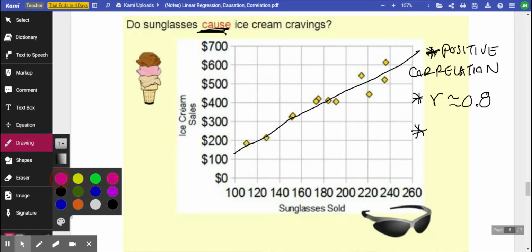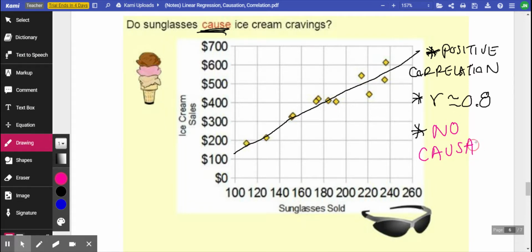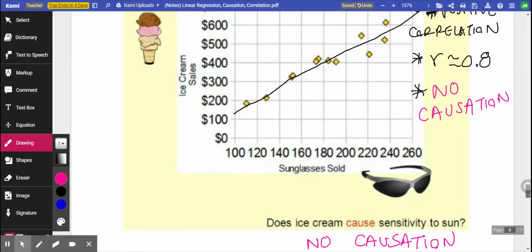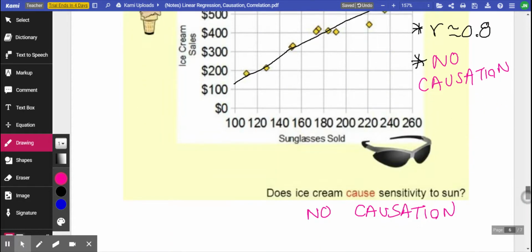So in this case, do sunglasses cause ice cream cravings? So no, they do not. So there is no causation. Does ice cream cause sensitivity to sun? So no, the ice cream does not cause sensitivity to sun. So there is something else at play here, right? So these two things are correlated, but it doesn't mean that there's direct causation or cause and effect between these two things. So be very careful.